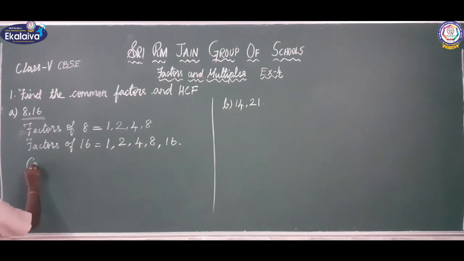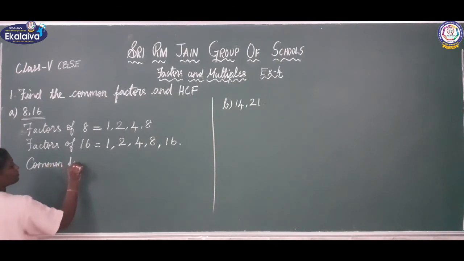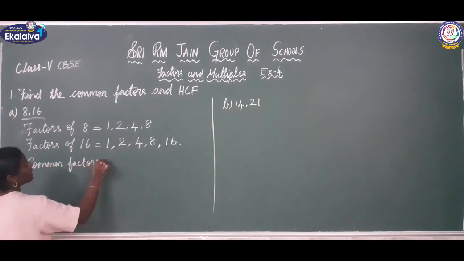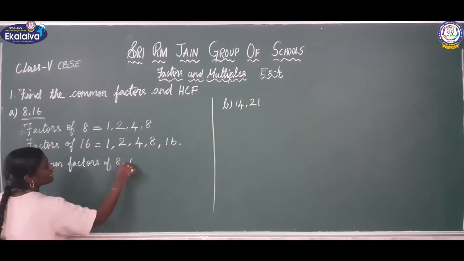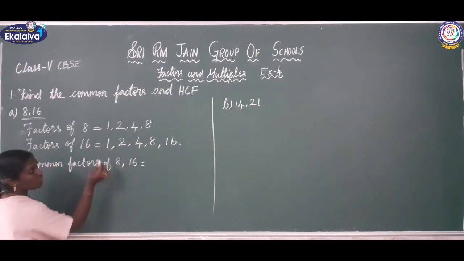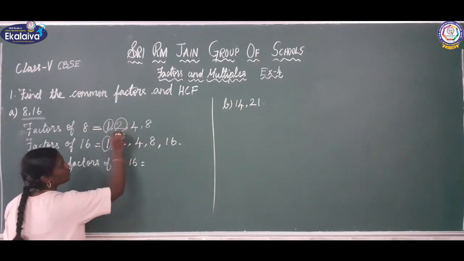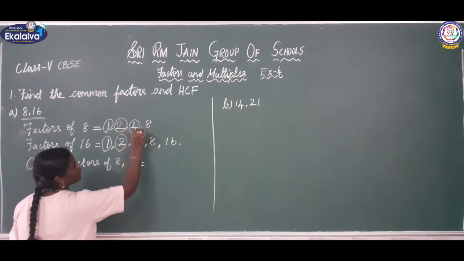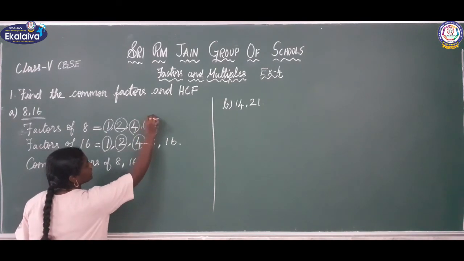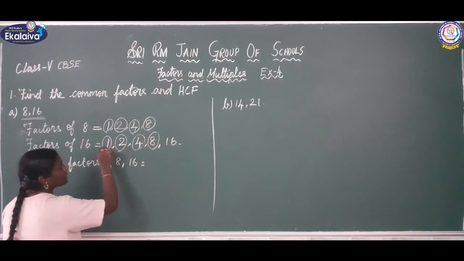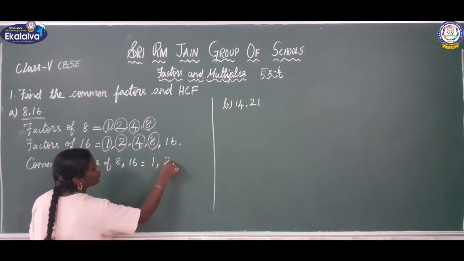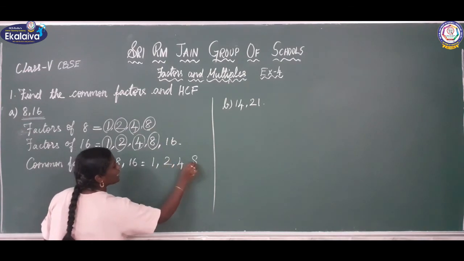Now we are going to find the common factors. Common factors of 8 and 16. Here which are common? 1 is common, here 2 is common, and 4 and 8. These are the common factors. So 1, 2, 4 and 8.